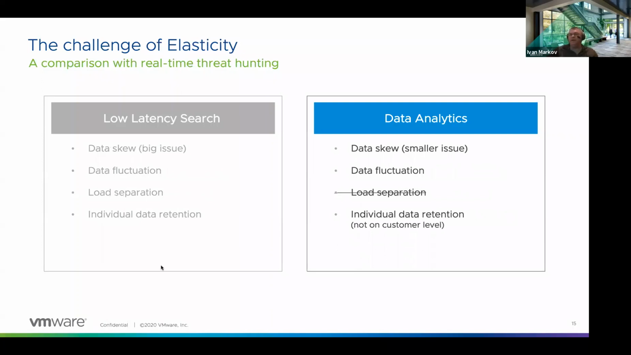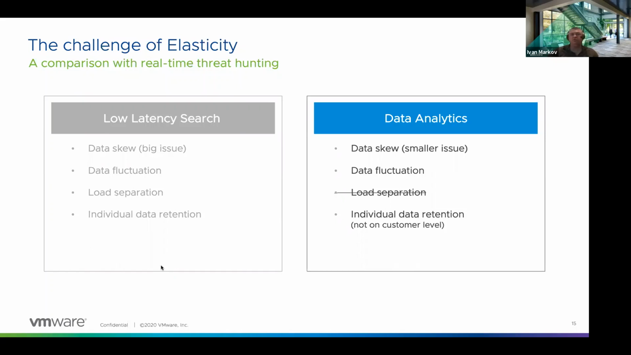Regarding elasticity, there is a big issue with data skew with low latency search, because as we saw, the event stream of each customer has to be separated there. This is not the case for the data analytics. We don't really cluster the data by customer, as I said, at least not for now. It's a common case to have cross-customer queries in the data analytics solution. So data skew is a smaller issue for us, but we have it.